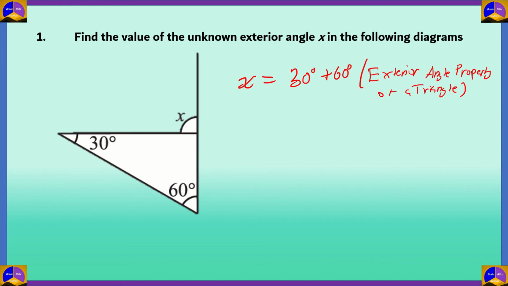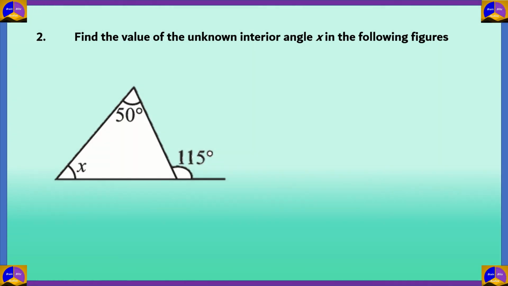So the value of x in this diagram is 90 degrees. So in this diagram, x is equal to 90 degrees. Let's move on to the next question.